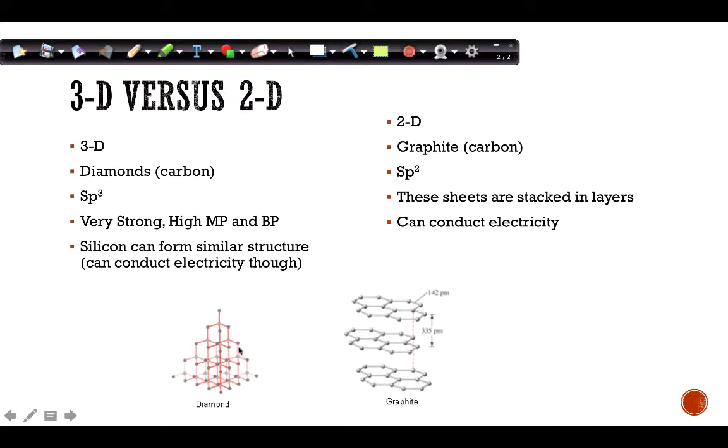Carbon cannot conduct electricity. Now, if we were to take carbon, though, and put it into a 2-dimensional shape, like graphite, these sheets are actually stacked in layers. And because there ends up being free electrons because of the sp2 hybridization, they can actually conduct electricity. So graphite, the stuff that you find in your pencils, can conduct electricity.